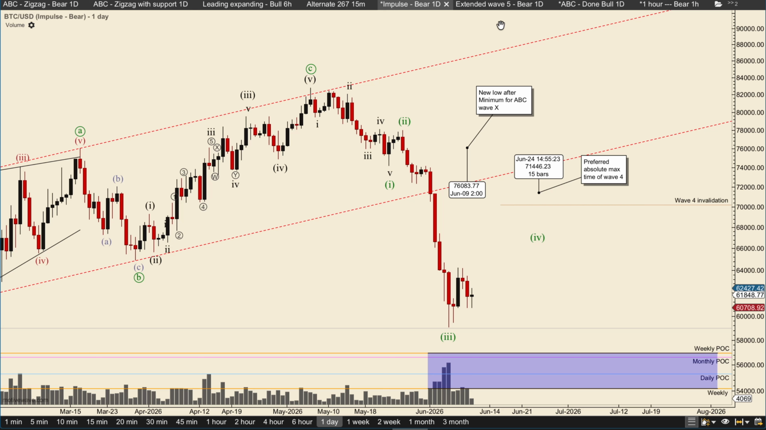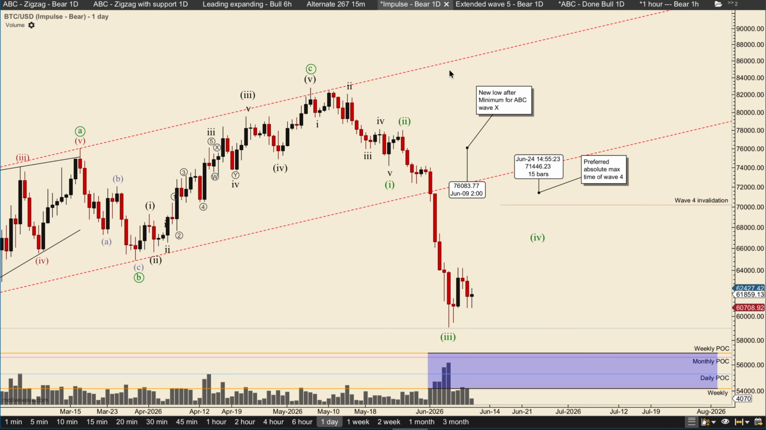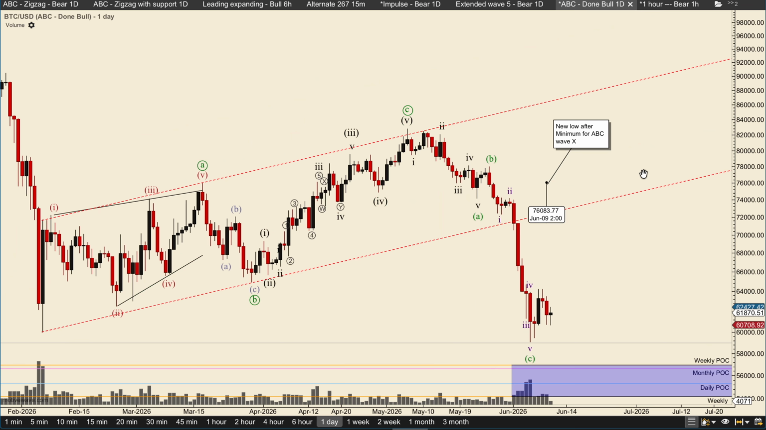And also, if we are looking at the count here, this counts better either as an extended wave 5 here, or as the one I had before here, where you have the 1, 2, 1, 2, 3, 4, 5, or 1, 2, 3, 4, 5, 4, 5, 4, 5. So it counts better than if we have this.